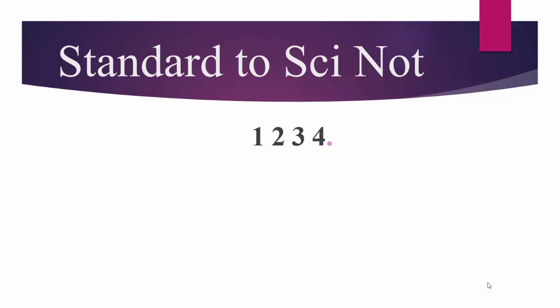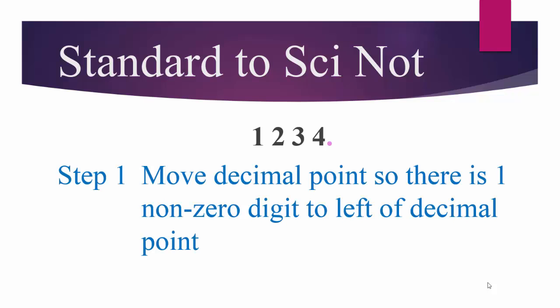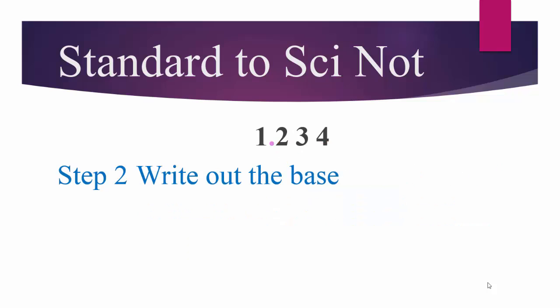So for example, suppose you have the number 1234. What is this in scientific notation? Well, the first step is to move the decimal point, so there's only one non-zero digit to the left of the decimal point. So we're going to move the decimal point from here to here, so now it looks like this. Step 2, write out the base.